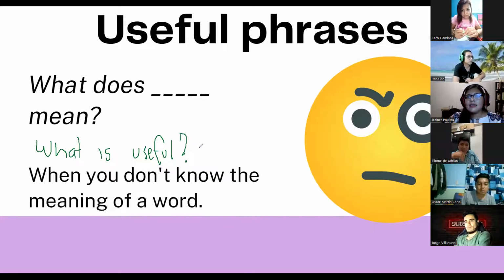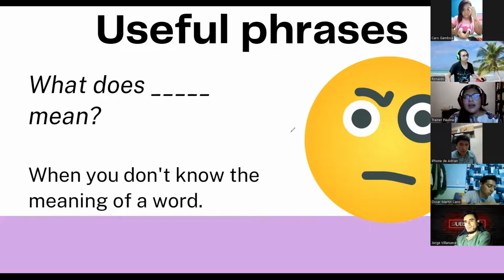¿Cuál es la diferencia? ¿Qué es casa? What is house? ¿Qué significa casa? What does house mean? Esa es la diferencia. Aquí estoy preguntando significado y aquí nada más estoy preguntando qué es. But if you want to ask what is, that's also perfectly fine.